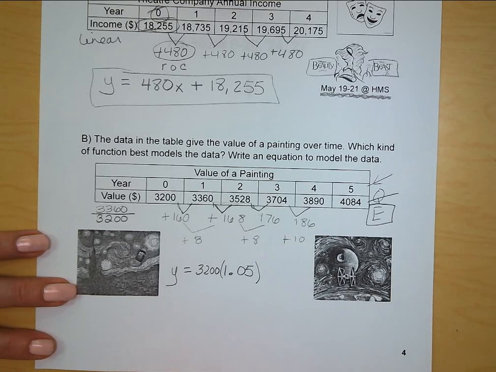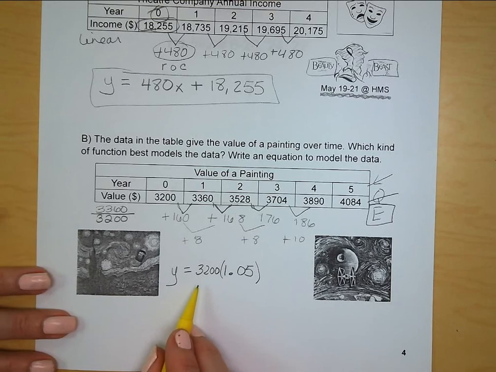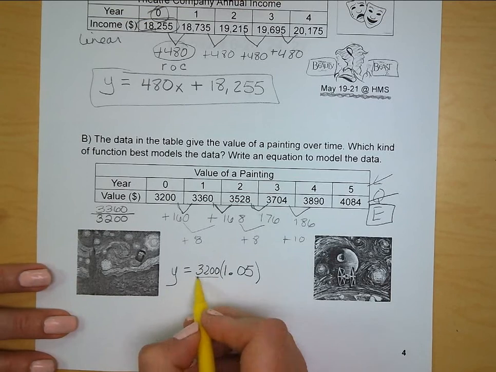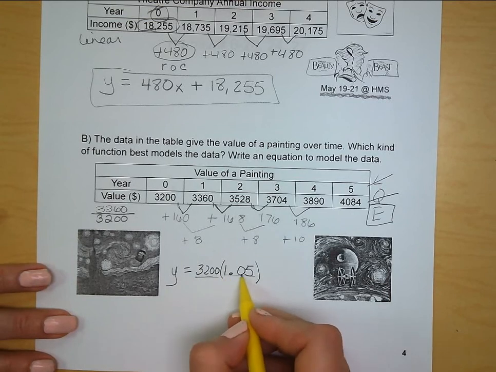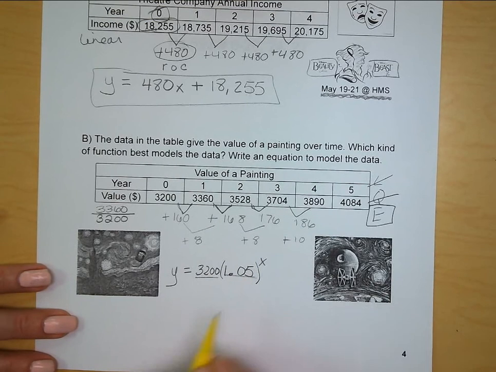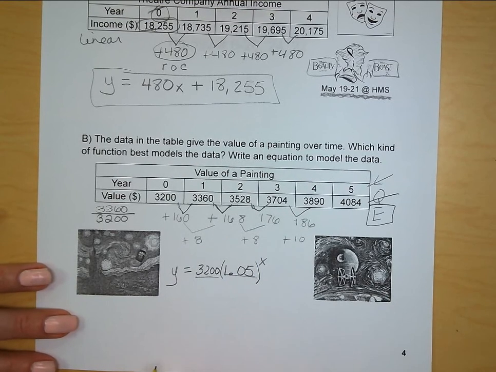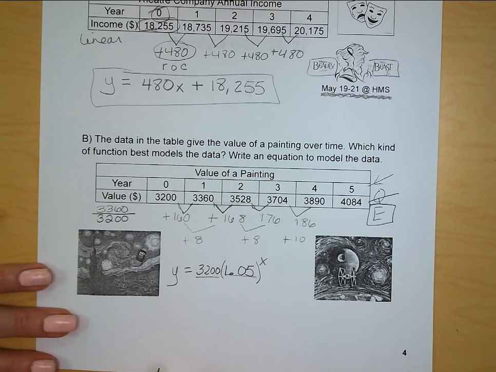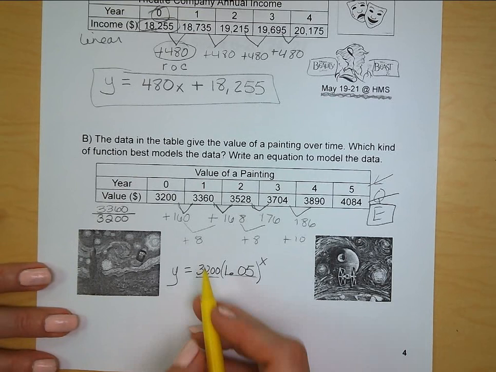So now if we remember back to when we worked on exponents and we were writing things in exponential form, chapter 7, we put our starting value, year 0, $3,200, times our common ratio, 1.05, to the x power. And we can always double check and plug in some of this data and check and see if our answer is correct, and we will find that it is correct.